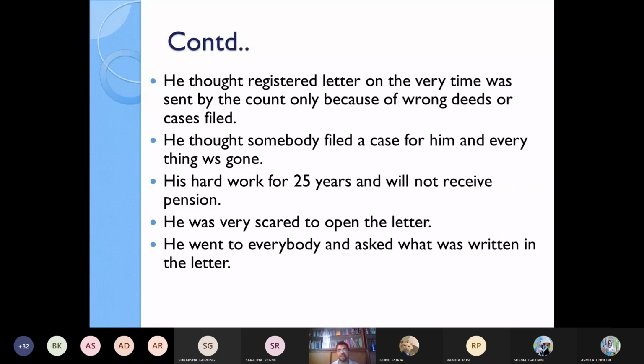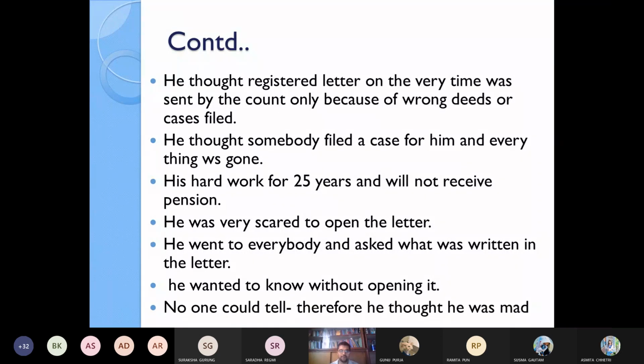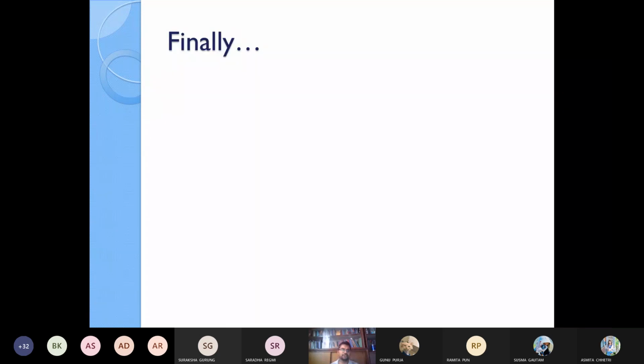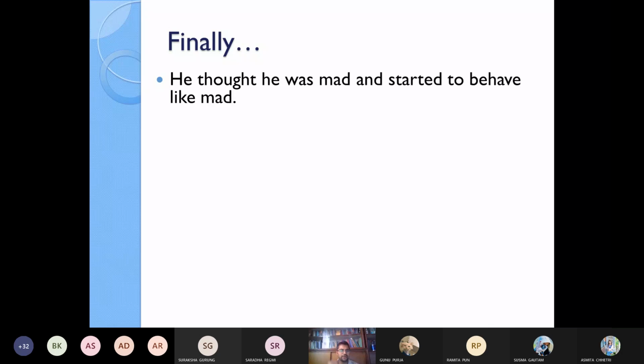He went to everybody and asked what was written in the letter. Then he wanted to know what it was without opening it. But no one could tell. Therefore, he thought he was mad. And finally, dear students, he thought he was mad and he started to behave like a mad person.